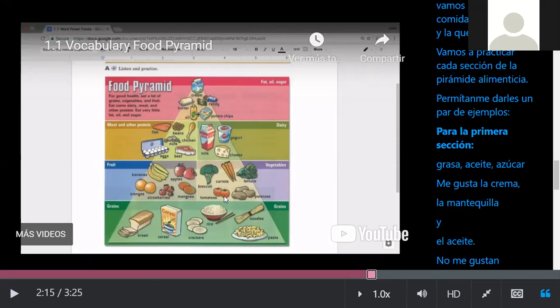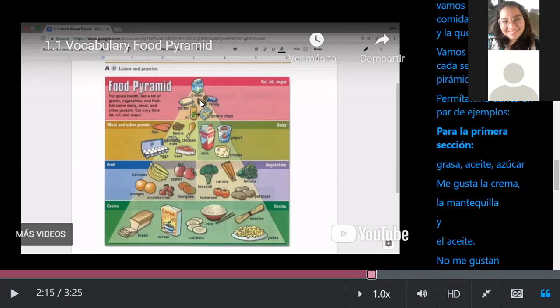Correct. Then you have potatoes, tomatoes, broccoli, carrots, lettuce, mangoes in the fruit, strawberries, cherries, right? Oranges, bananas, apples. Meat and other protein. Protein, you have fish, beans, chicken, nuts, eggs, and beef. And then we have cheese, milk, and the dairy. This one is lactose dairy. Cheese, milk, and yogurt. And then we have the cream, butter, oil, potato chips, and candy. Okay, this is fat, la grasa, oil, and sugar.